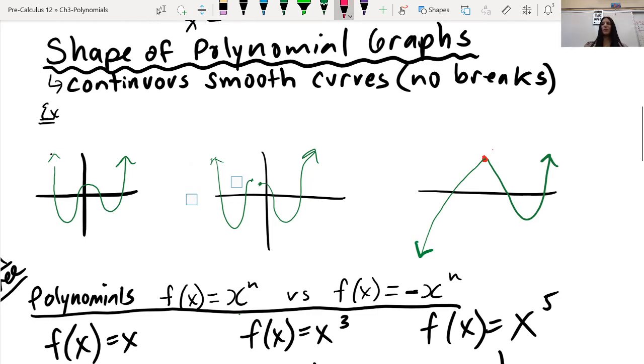It says the shape of a polynomial graph. A polynomial is always going to be a continuous smooth curve. So there's no breaks in between and there shouldn't be any sharp points or sharp edges on it. So if we're figuring out if this is a polynomial or not, the first one, notice that it is a smooth continuous curve that goes all the way through. It looks sort of like a W shape, which is common for polynomials. So yes, this is a polynomial.